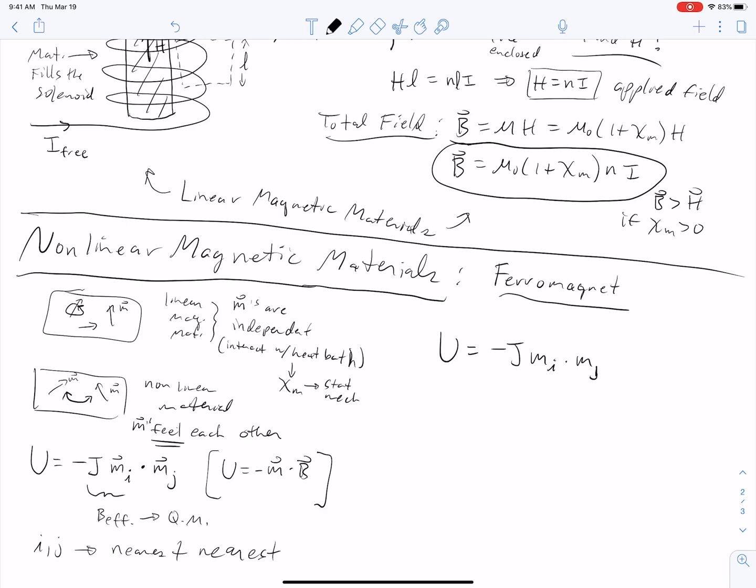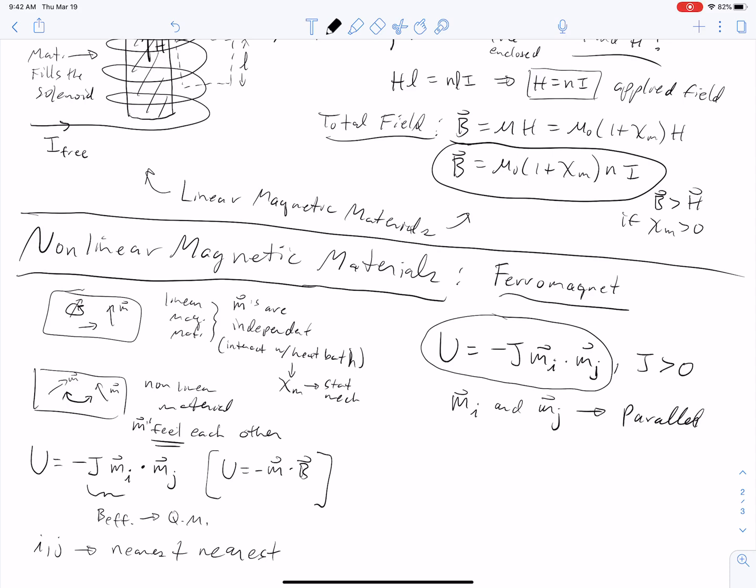mi dot mj, little j, then if J is greater than 0, and it often is, you can see that this is an energy that makes mi and mj want to be parallel. Because if mi and mj are parallel, then mi dot mj is a positive number, and if J is a positive number, then the energy is negative, and negative is good. Energy wants to be negative, and so there's a force causing the mi and the mj to want to be parallel.